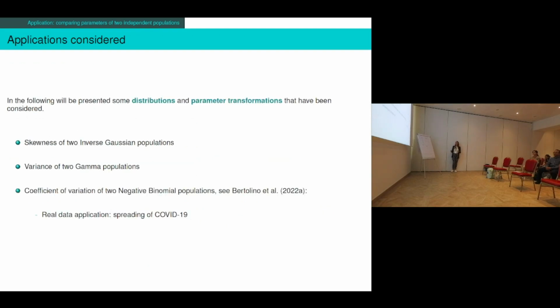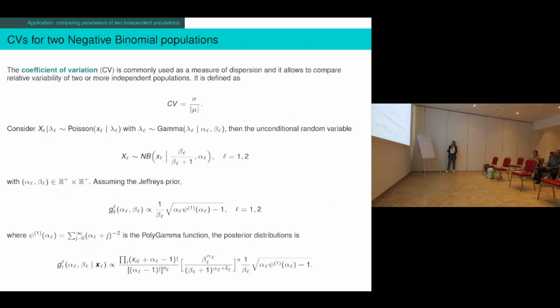Okay. So now we consider different distributions and different parameter transformations, such as we can compare skewness coefficients of two inverse Gaussian populations, variances of two gamma populations, but also two coefficients of variation of negative binomial populations. And we apply this methodology to real data. Then, due to time limits, we will only see this third example.